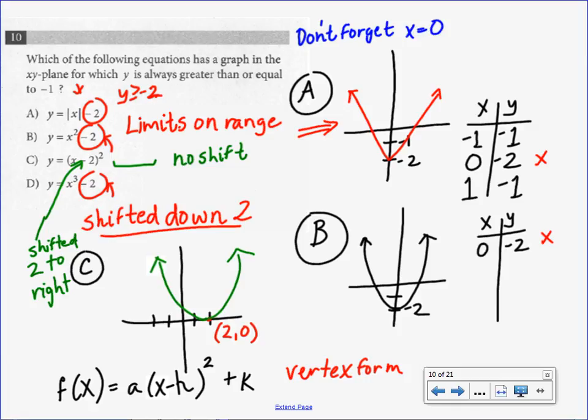So therefore, if you look where x equals 0, don't forget to plug in x equals 0. Where x equals 0, y equals -2. That's not okay because we're looking for where y is always greater than or equal to -1. If you forgot to plug in 0, you might get confused, but you still wouldn't arrive at an answer, so you'd catch your confusion. Okay, so B, let's look at B.